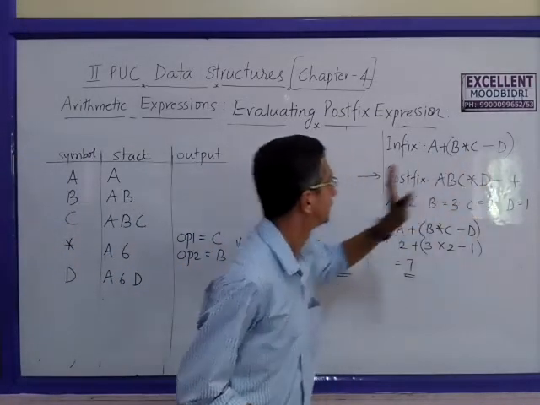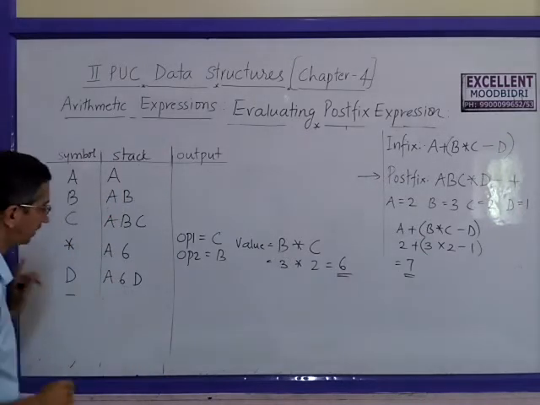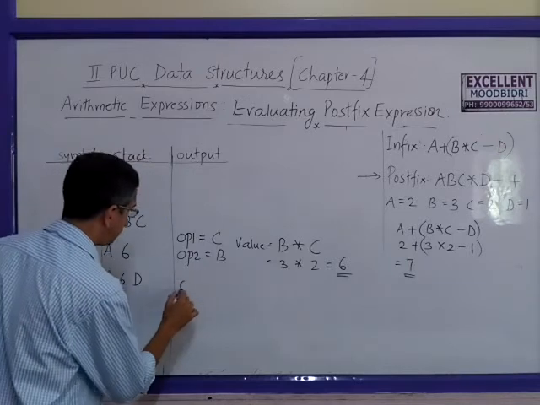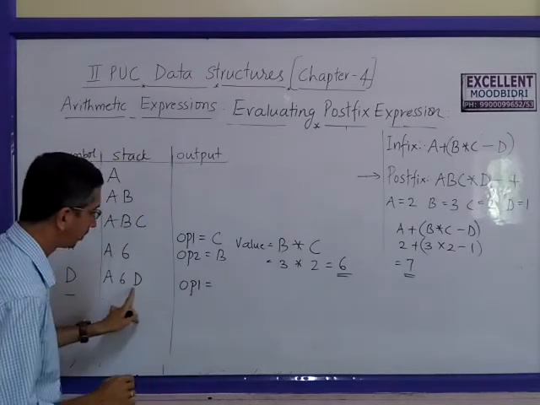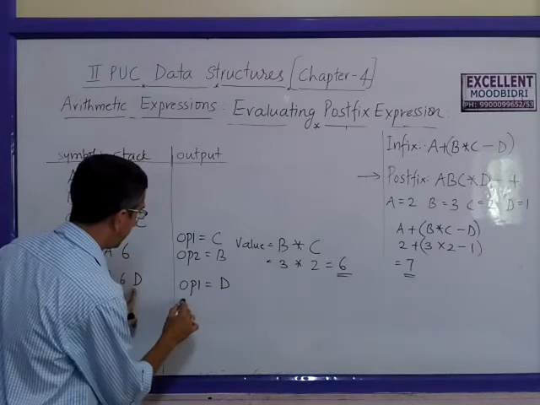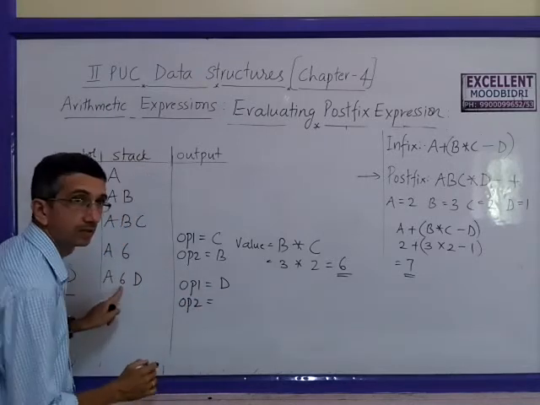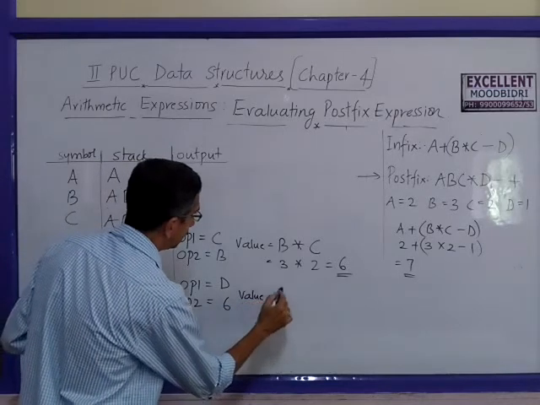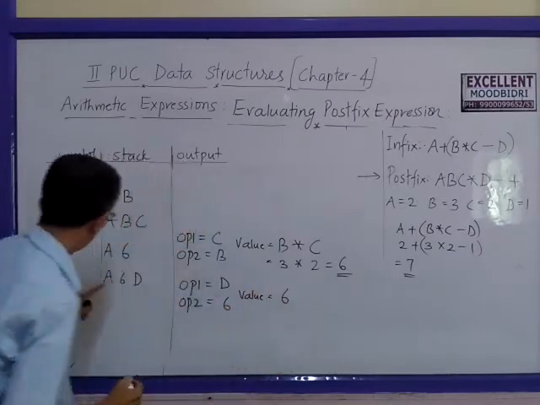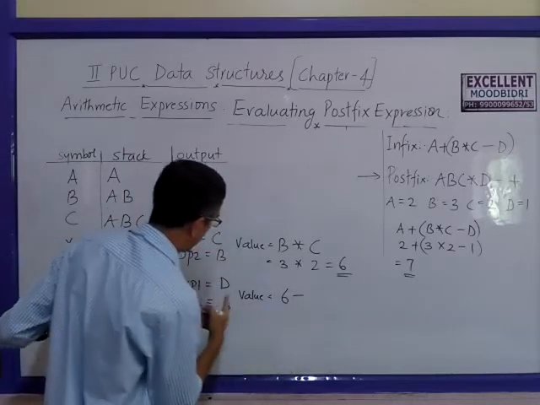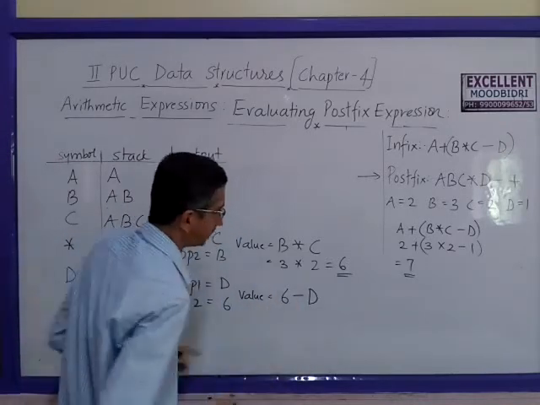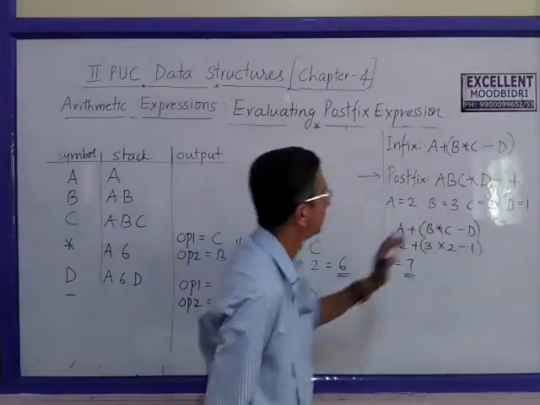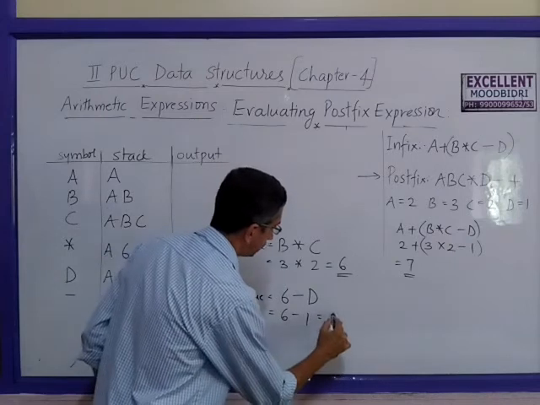Next symbol, minus. It is an operator. So again, this process. Operand 1, first pop D. Operand 2 is equal to next pop 6. Value is equal to operand 2, 6, symbol minus, operand 1 D. 6 minus D is equal to 6 minus how much is D? 1 is equal to 5.